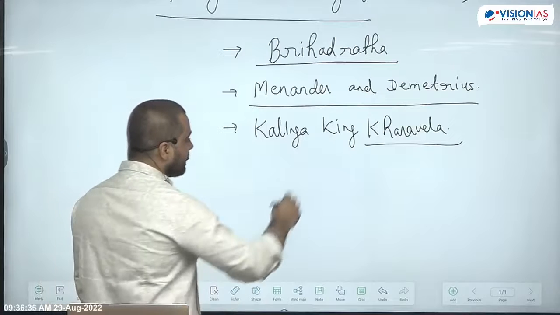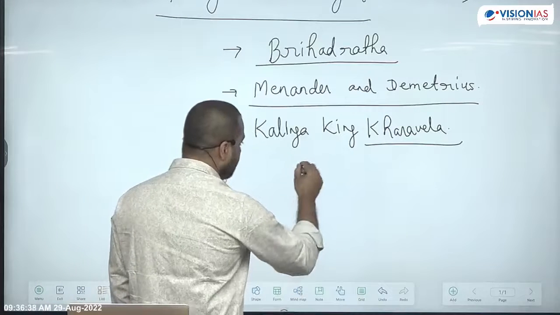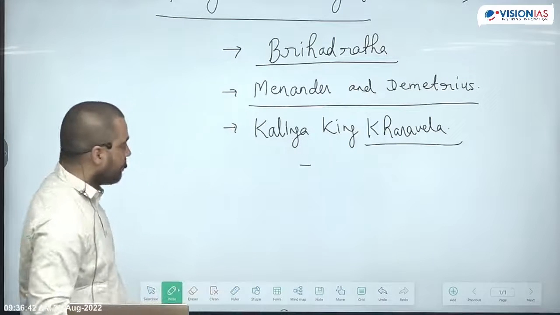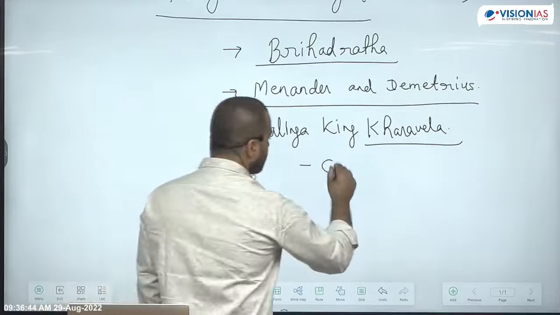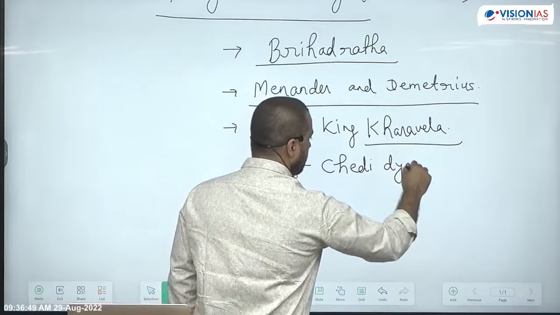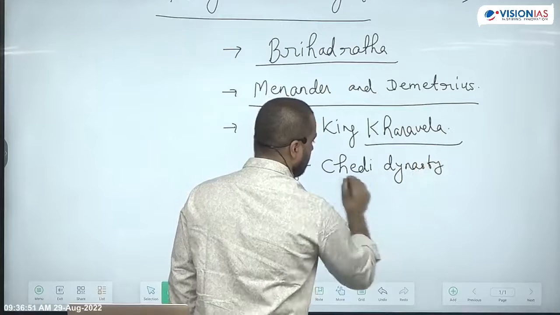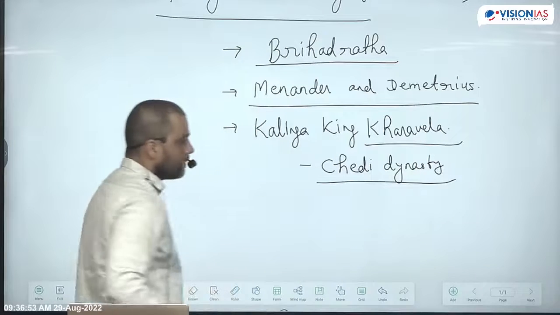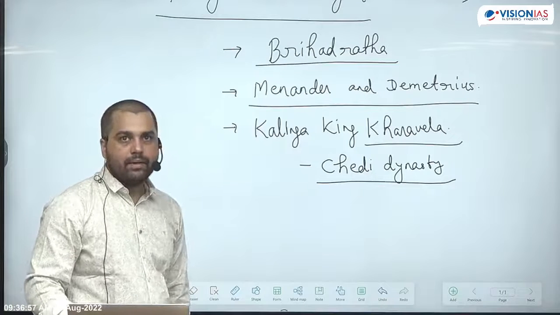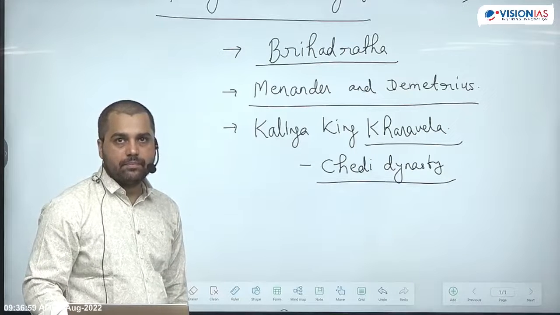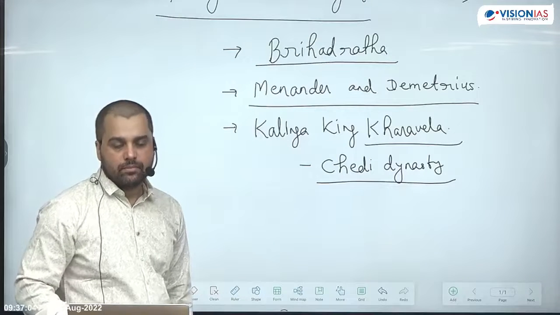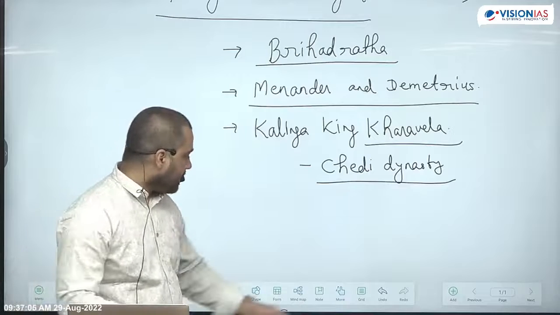You can write one line in bullet points. Kharavela belonged to the Chedi dynasty, and Kalinga had become an independent kingdom.